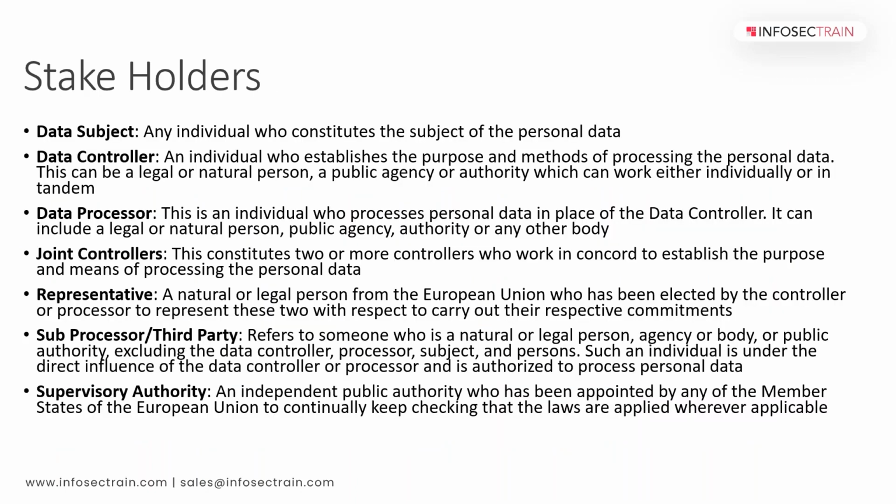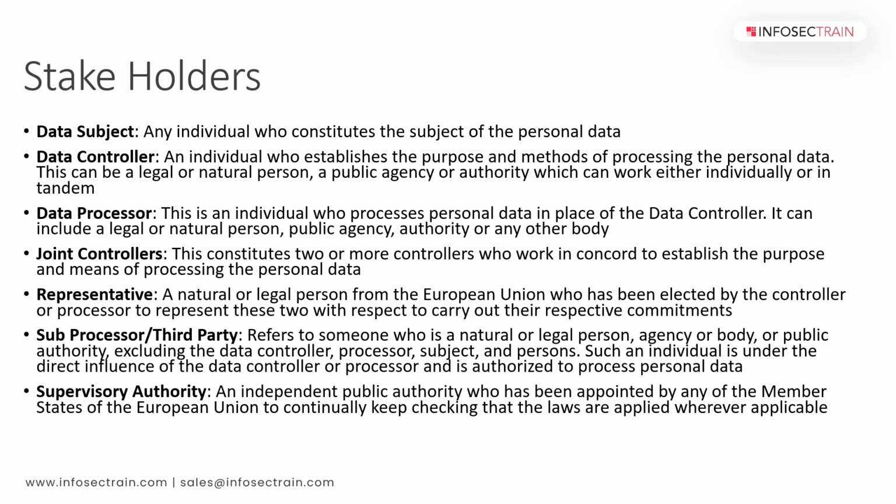Now we see some of the stakeholders here as part of GDPR. This is specific to GDPR. Whatever slides you are seeing now are only related to GDPR. So you have the data subject, the one individual who is the main thing; personal data is all we have. The controller is the one who establishes the purpose and methods of processing. Data processor: sometimes the controller will be processing also, but these are two different roles. Or sometimes you get it done from a different agency. Then joint controllers: sometimes it will be controlled by more than one controller.